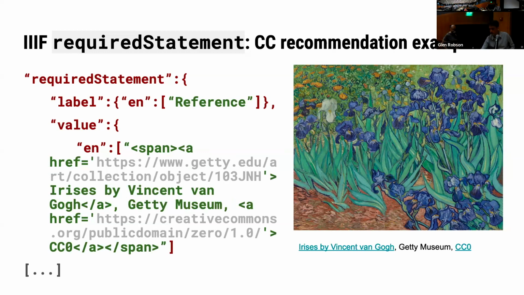Now we have a fictionalized example of how Creative Commons recommends the required statement field be used. CC recommends that the required statement include crucial information for users when they share and reuse material, which is TASL: title, author, institution, source, and license.